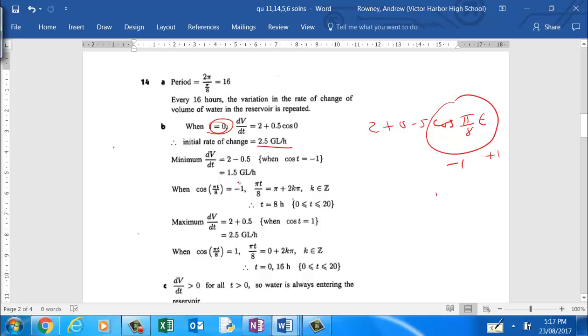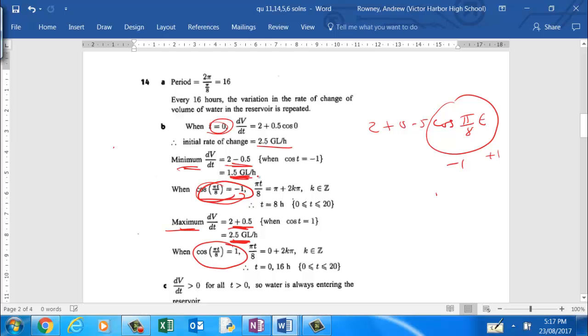So when it's -1, we're going to have 2 minus 0.5, and when it's +1, we'll have 2 plus 0.5. So that's the maximum, that's the minimum, and so here's the minimum here, here's the maximum here. To find out the time when that occurs, well, that's when we made that -1, that's when it's a minimum. When it's a maximum, we find when it's +1.